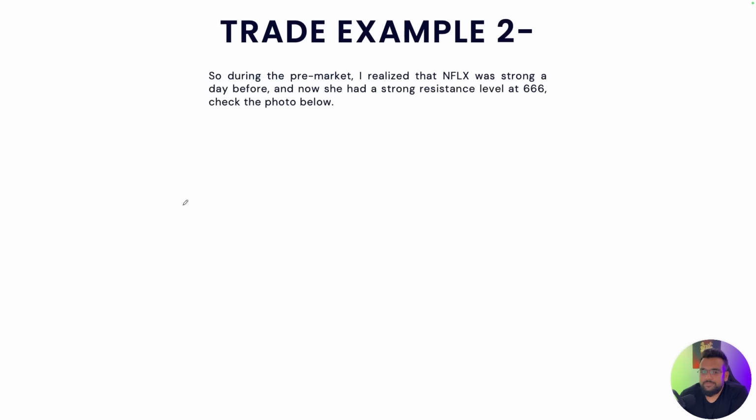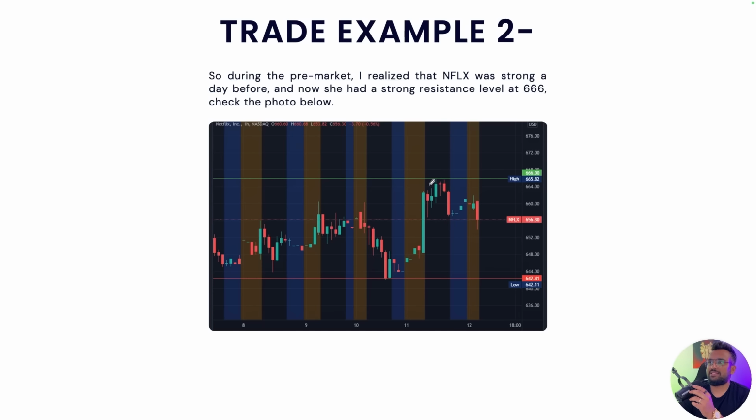All right, look at this. So during the pre-market, I realized Netflix had a very, very strong day before. Now we have a strong resistance level sitting at 666.